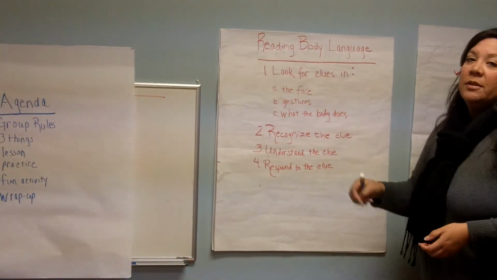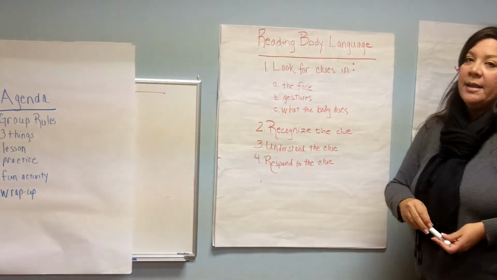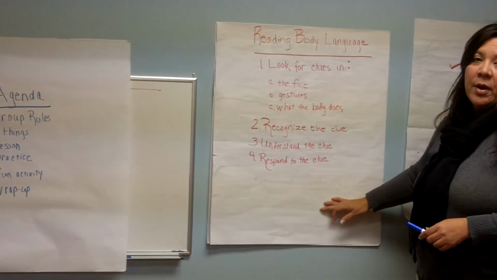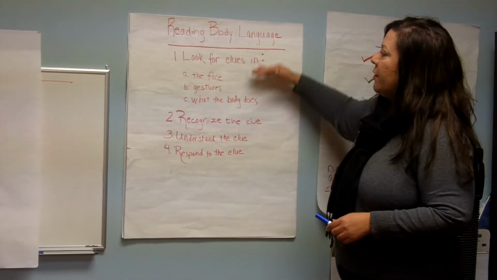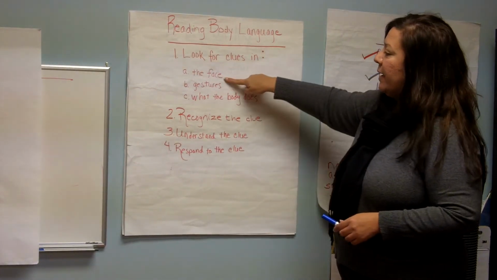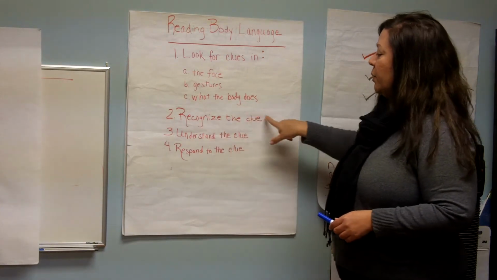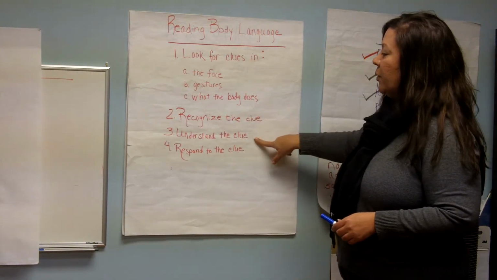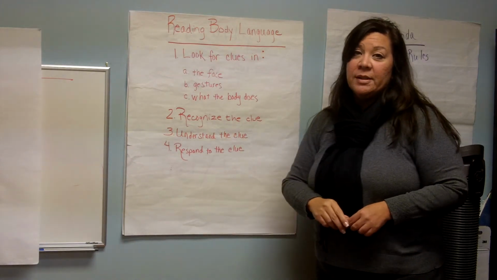This is an example of what a social skill lesson would be. If we were working on reading body language, this is how we would break down a skill. Every skill that I work on is broken down into steps. For this particular skill, number 1, we would look for clues in the face, gestures, what the body does. Number 2 is we would recognize those clues. Number 3 would be to understand that clue. And number 4, we would learn how to respond to that clue.